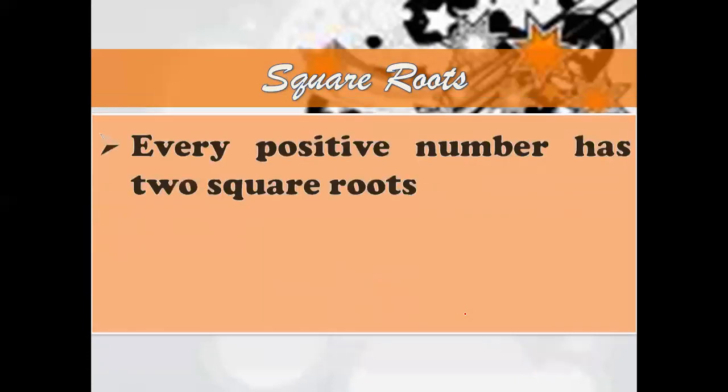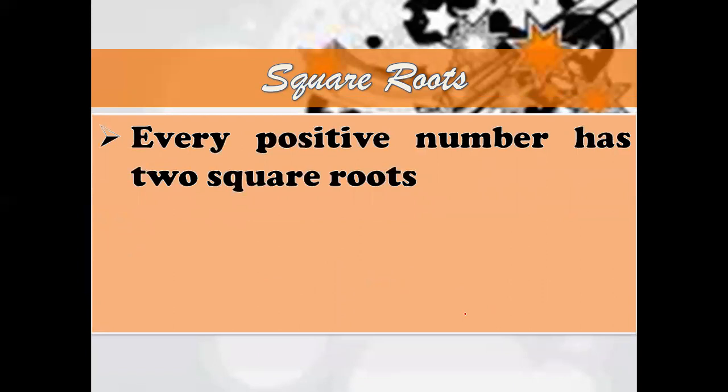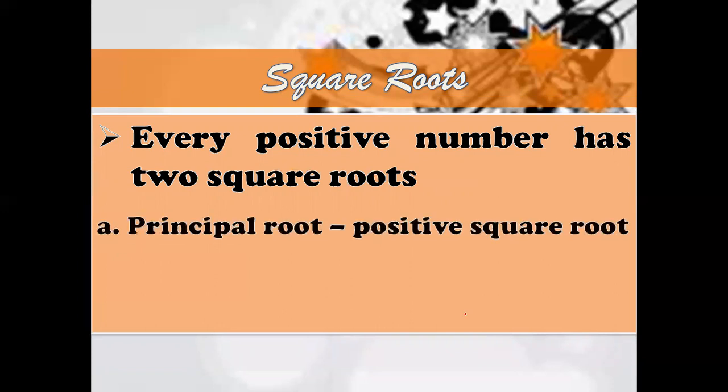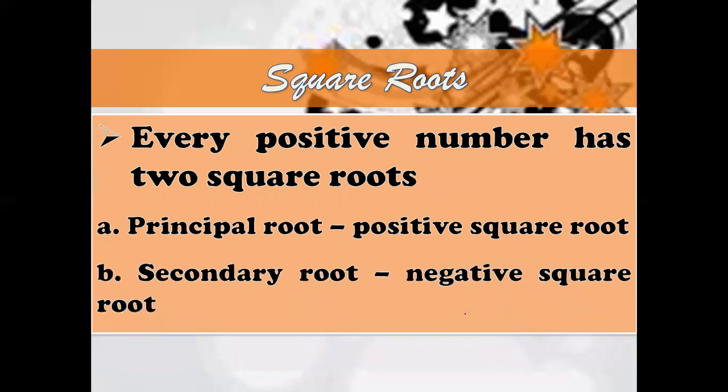Okay. Under square roots, you have to remember that every positive number has 2 square roots. So when you are to evaluate problems under square roots, when the given number is a positive number, expected that you have 2 square roots. So every positive number has 2 square roots. So we have what we call the principal root and the secondary root.